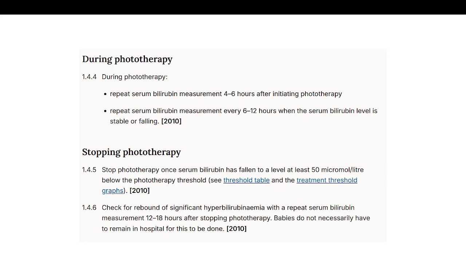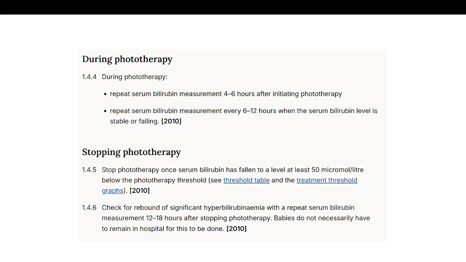You repeat the bloods 6 hours in, see if there's any sort of change, or if we're getting any improvement, and then you repeat it every 12 hours from then, making sure that they're coming down nicely and going below the treatment threshold. Once you get to below 50 micromole per liter underneath the phototherapy threshold is when you can probably consider stopping phototherapy. But then you would need to recheck the bilirubin again about 12 to 18 hours after stopping phototherapy to make sure that it's not rebounding back up again.